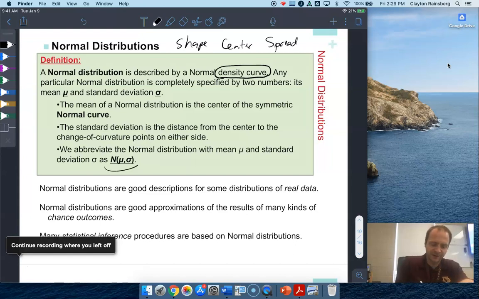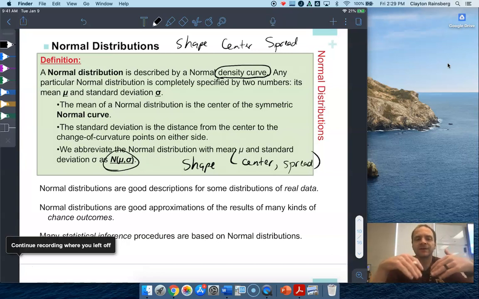And that's what this part right here talks about. You are describing the shape, it's normal, parentheses, the center, it's mu, comma, the spread, sigma. We define it using that notation. And that second bullet point, I didn't read it, but it's what we talked about before. The points of inflection, the change in curvature, is within 1 standard deviation of the mean. Now, those are properties of normal distributions.